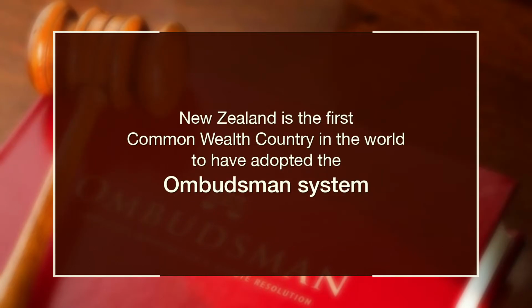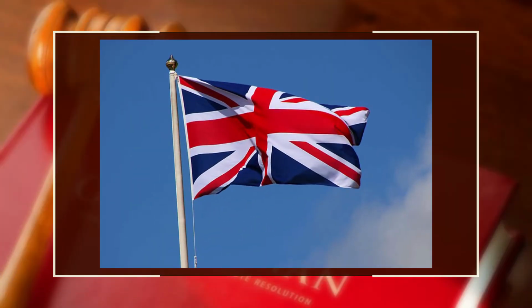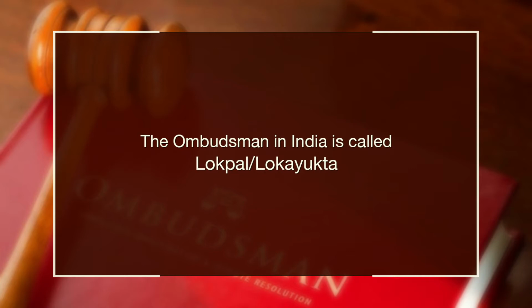New Zealand is the first Commonwealth country in the world to have adopted the institution of Ombudsman in the form of Parliamentary Commissioner for Investigation in the year 1960. The United Kingdom adopted an Ombudsman-like institution with the name Parliamentary Commissioner for Administration in 1967. Since then, more than 40 countries of the world have adopted Ombudsman-like institutions with different nomenclature and function. The Ombudsman in India is called Lokpal, Lokayukta.